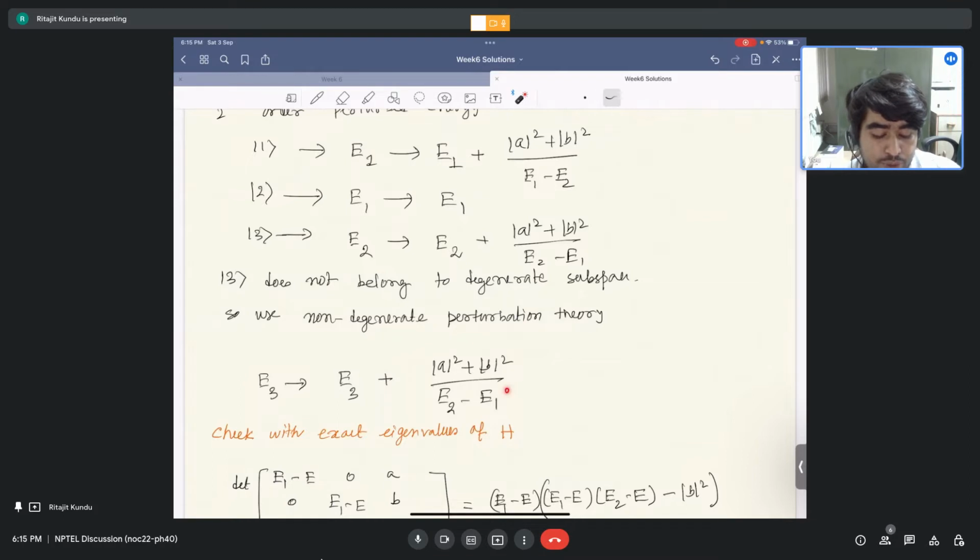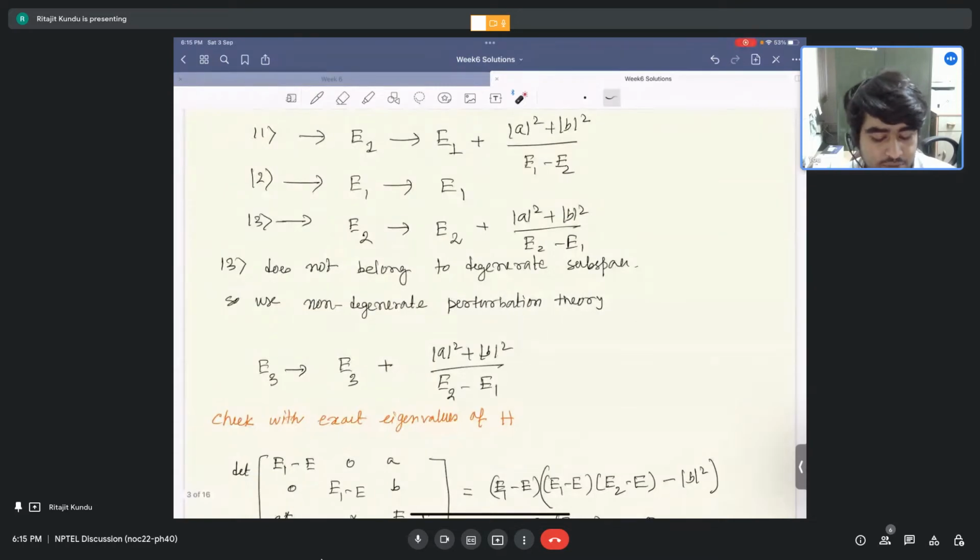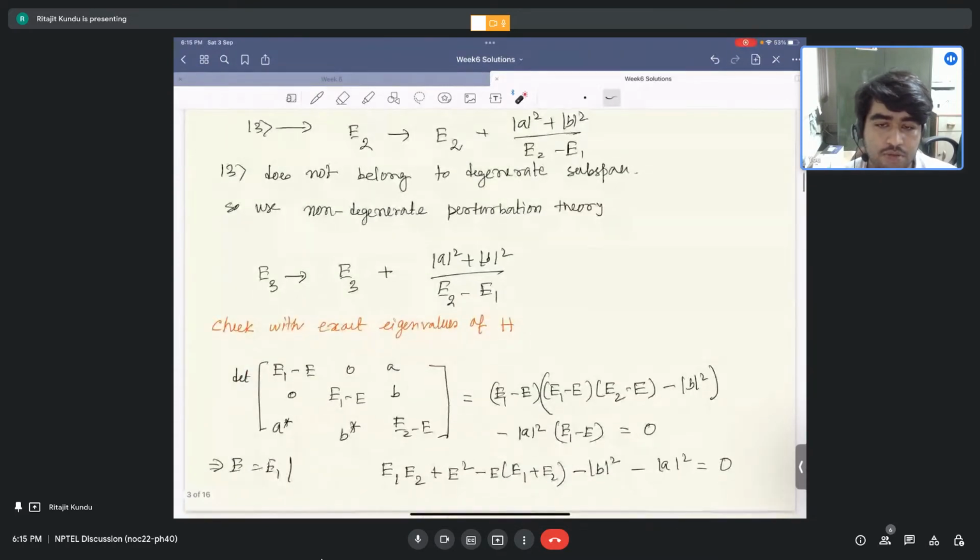Now, how do we know whether this result is correct or not? There is a way to check our results, which in practice you should all try to do. So how should we check it? We had our total Hamiltonian H, right? Which has this E1 and E2 and A and B star, all of those things together.